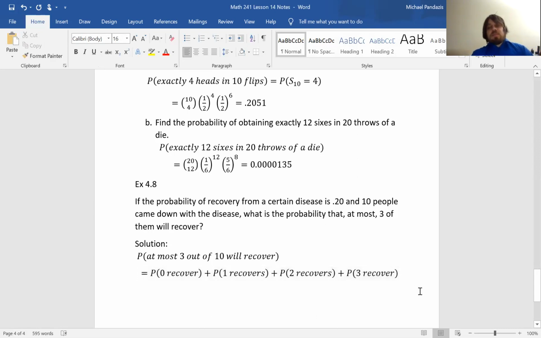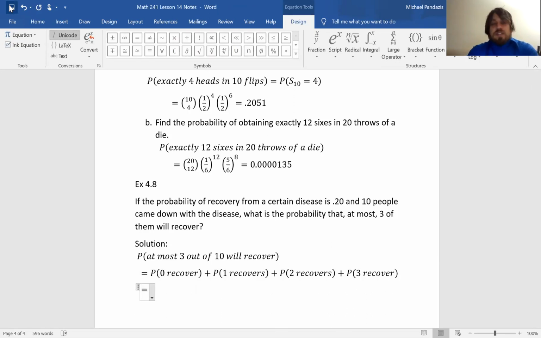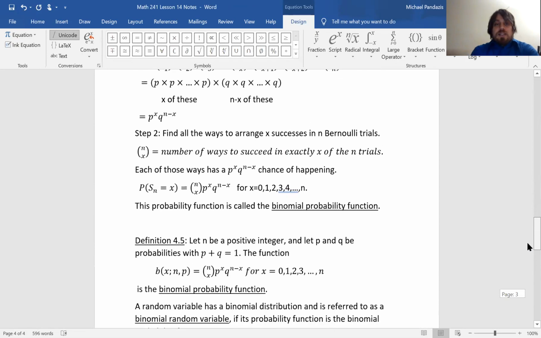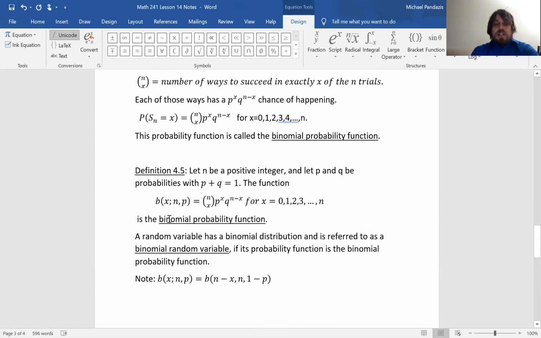So the probability that at most 3 out of 10 people recover is the probability of 0 plus probability of 1 plus probability of 2 plus probability of 3 recover. If you calculate each one individually and then add up those values, then you found the total probability. So what is the probability of 0 successes? Well, let's use our binomial probability function. Let's quickly look back at Definition 4.5, the definition of a binomial probability function.